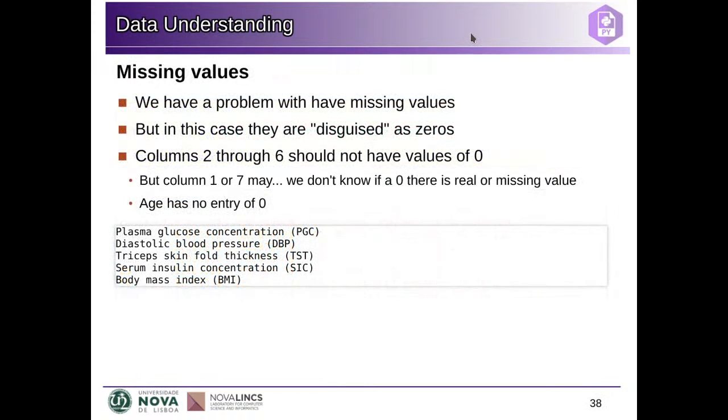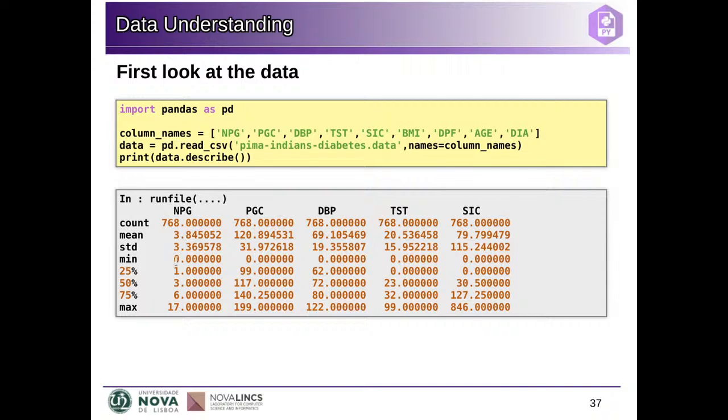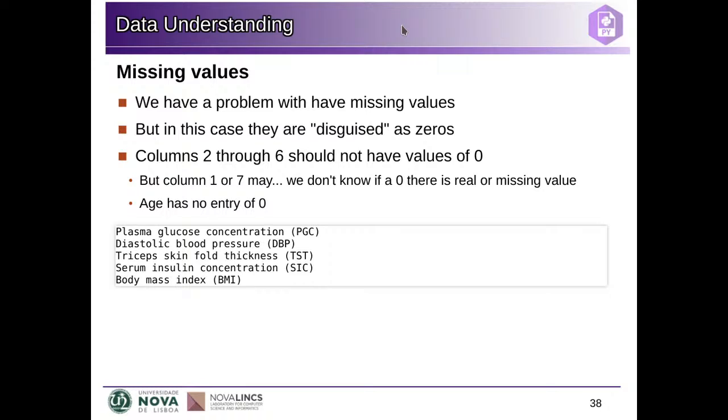For example, we have some columns that could have zeros. For example, the number of times pregnant could be 0 if this woman was never pregnant. But for example, the plasma glucose concentration cannot be 0, or the blood pressure and so on. So probably 0 is being used for missing values. This is something that sometimes happens.